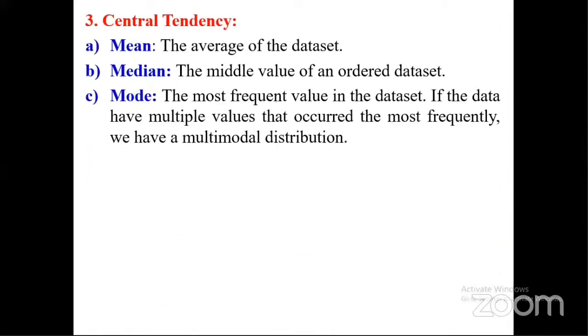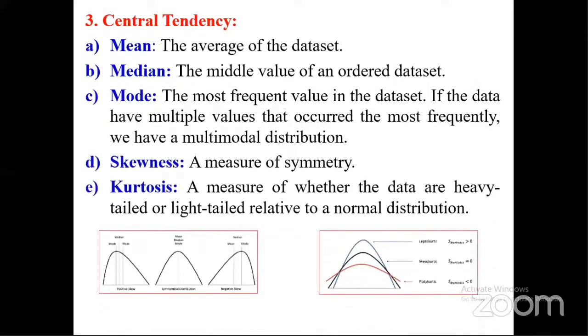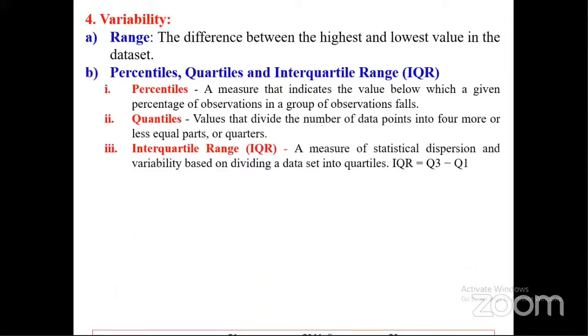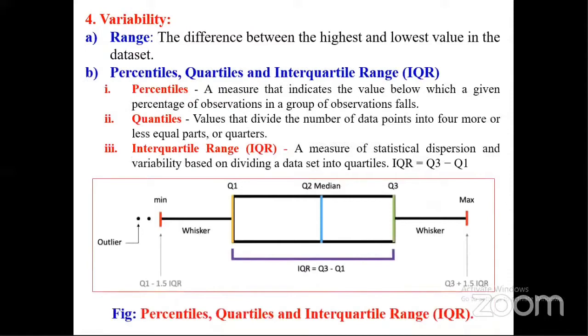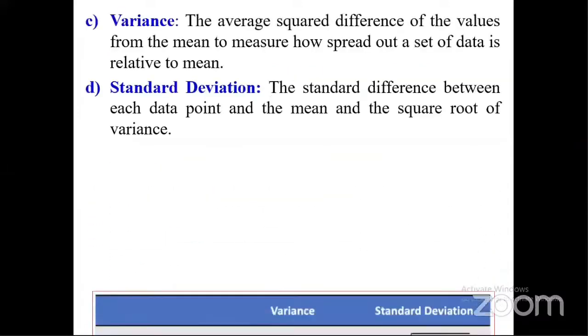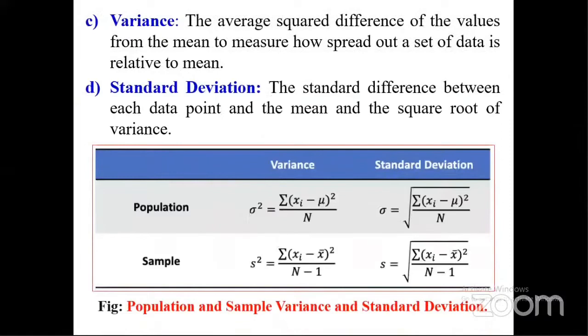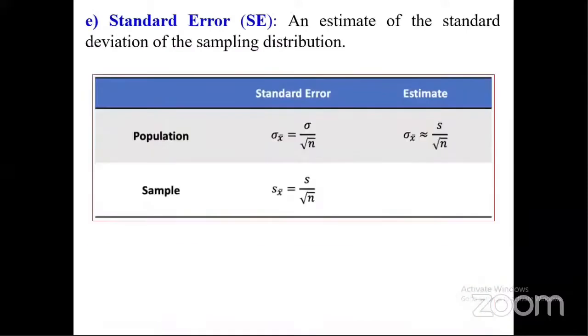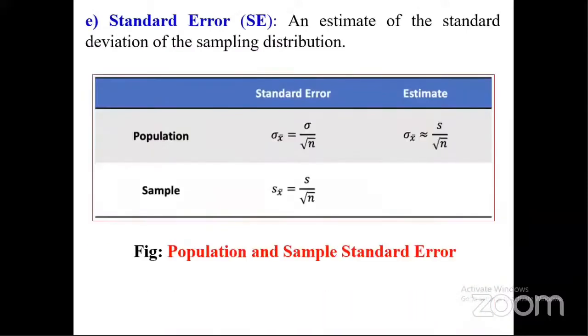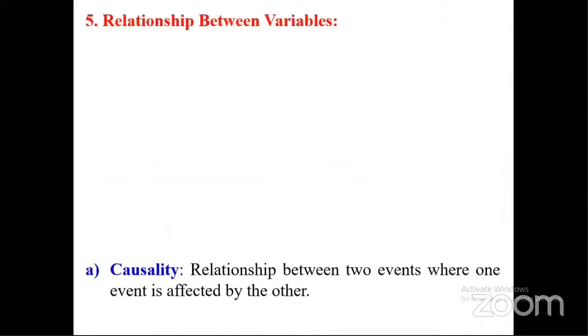Central tendency, there we are calculating mean, median, mode, skewness, kurtosis. These are the things we are applying in central tendency. Variability we are using: range, percentile, quartile, that is called IQR. Again, we are calculating percentiles, quartiles, interquartile range, etc. Then variance, standard deviation. These are the popular formulas, especially we are using in a population, sample, etc. Standard error, we are using population method, sample. An estimate of the standard deviation of the sampling distribution.